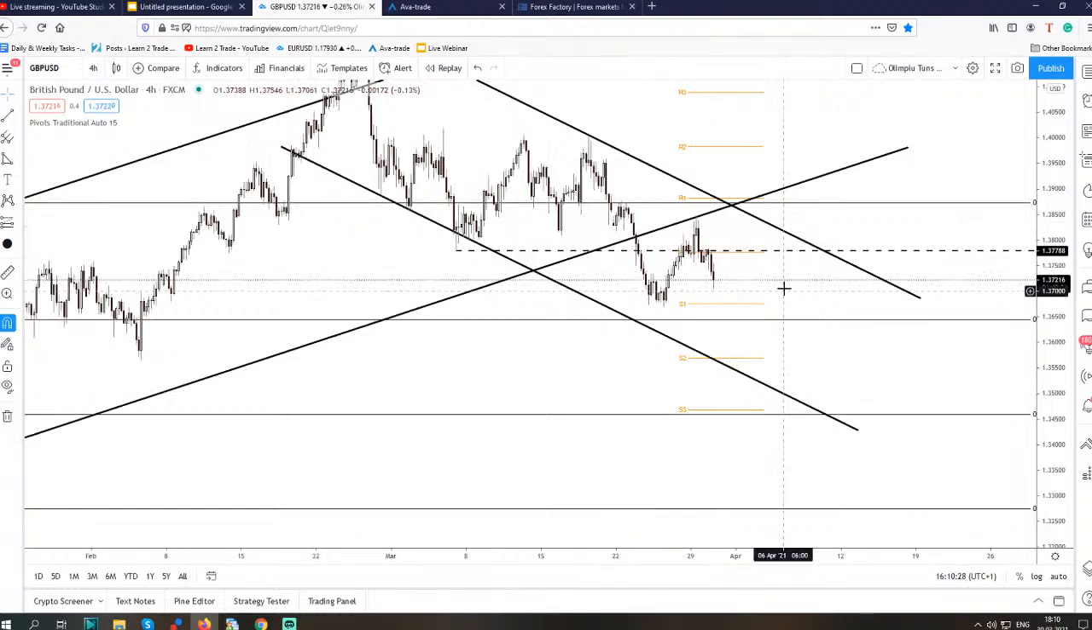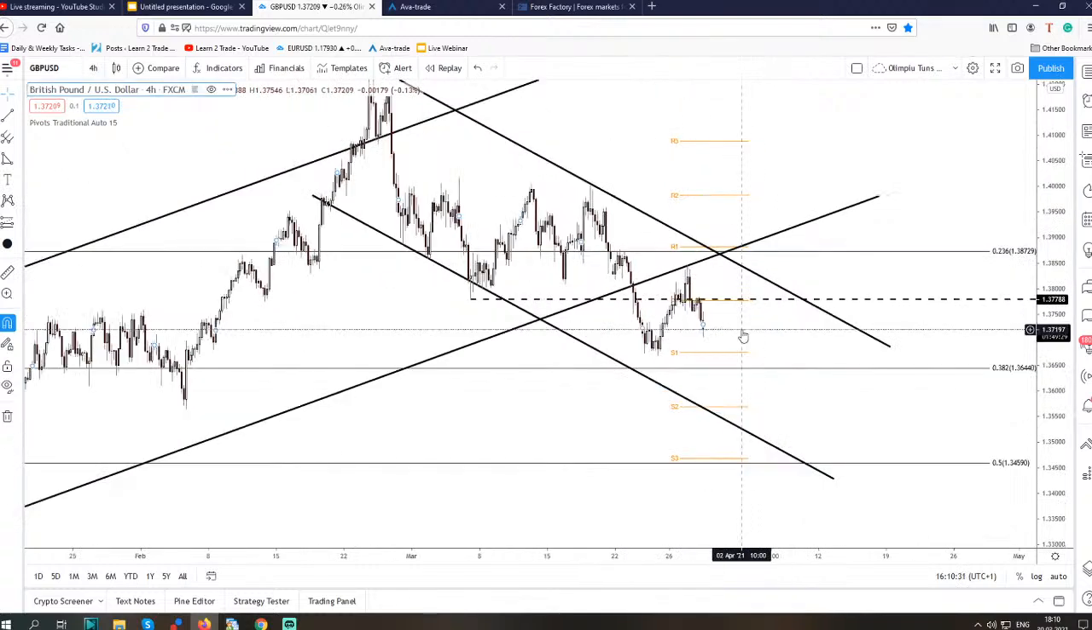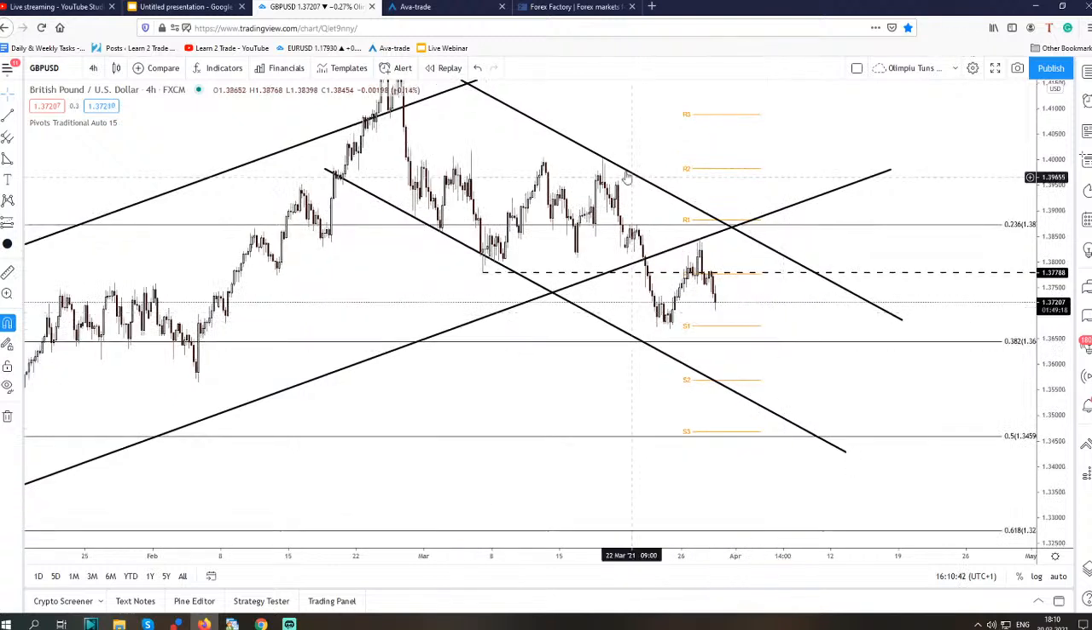Okay, so now the British pound versus the US dollar moves down within a down channel, as you can see here. So as long as the price will continue to be traded below this downtrend line, the bias will be bearish and the pair could continue to drop within this new pattern.